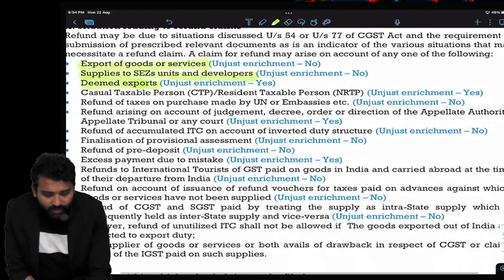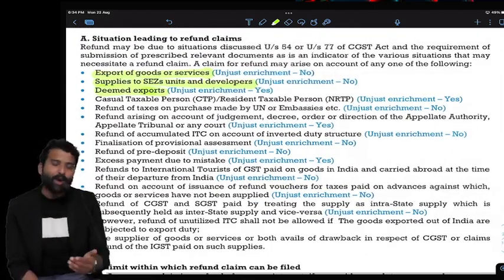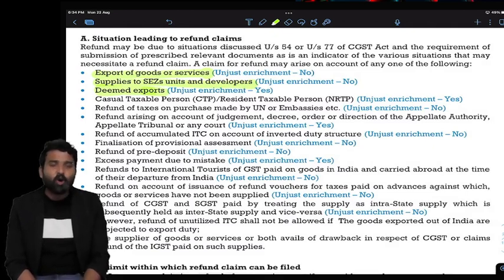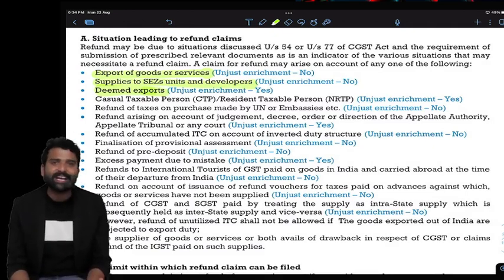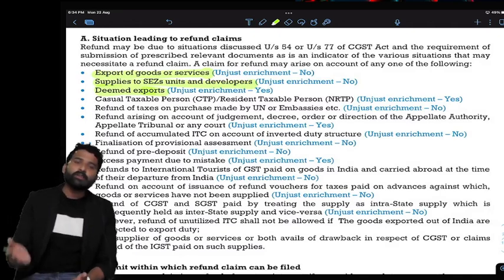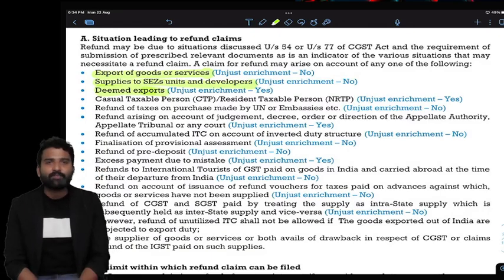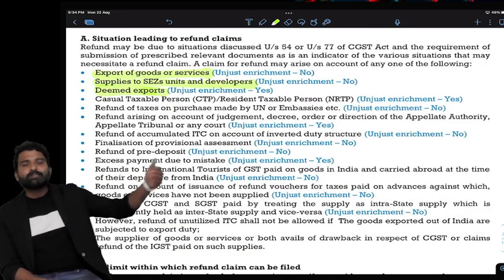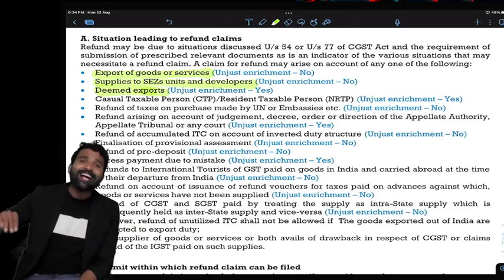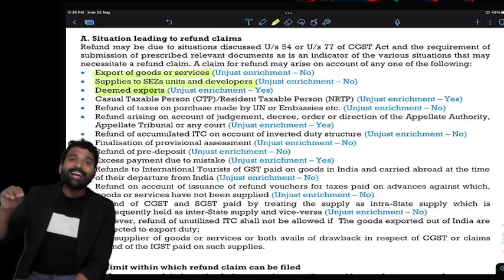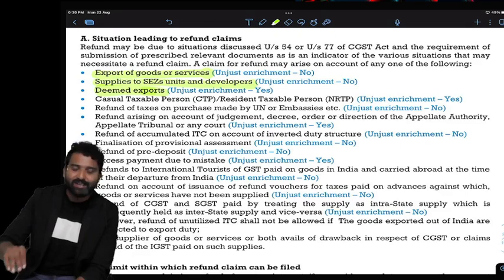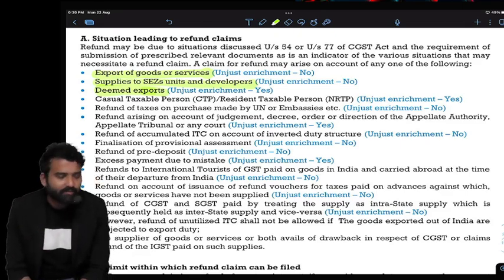Here unjust enrichment is not required, because UN embassies or UN agencies are basically exempt for their services. It will be presumed that they have not passed on the burden because their services are completely exempt, and they are asking refund not for sales. They are asking refund for the purchases. So here unjust enrichment is not required to be proved.